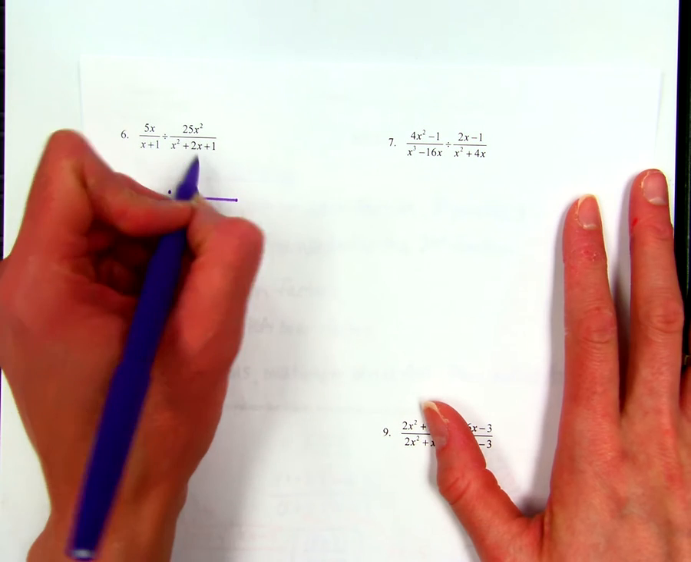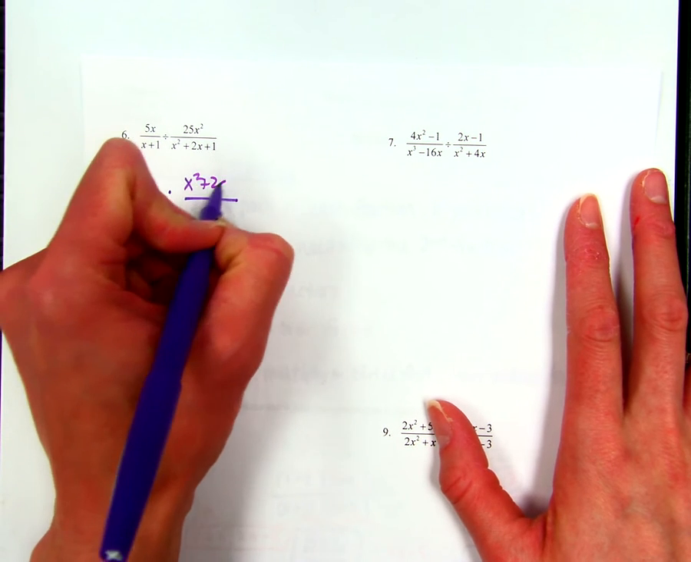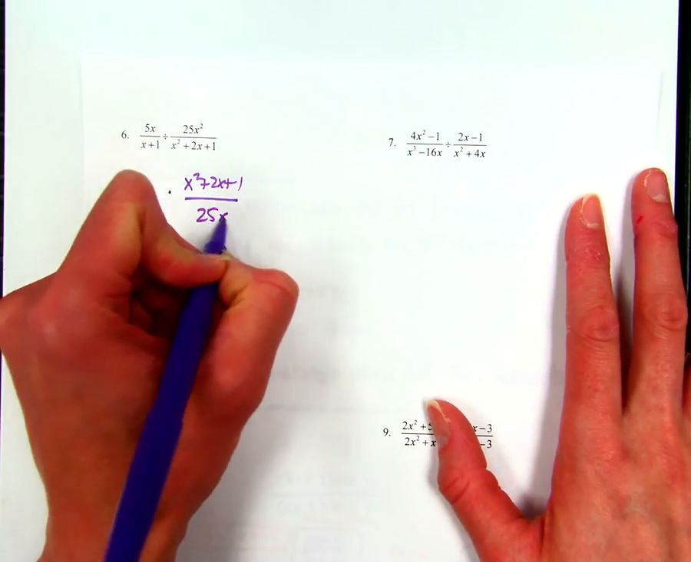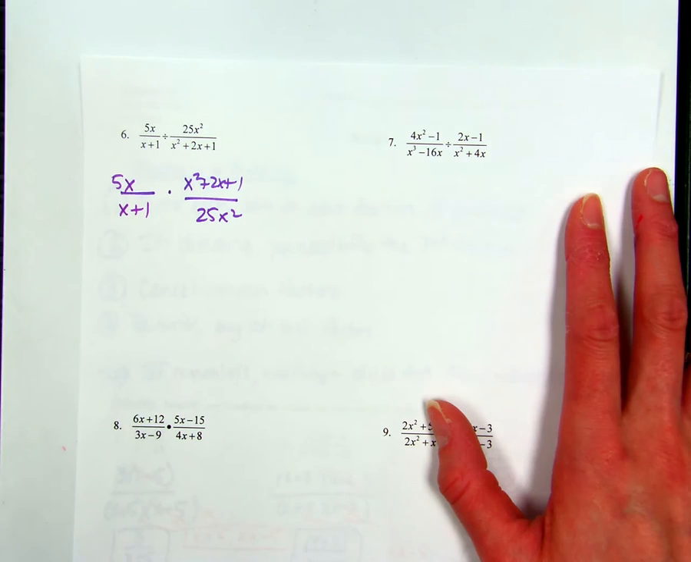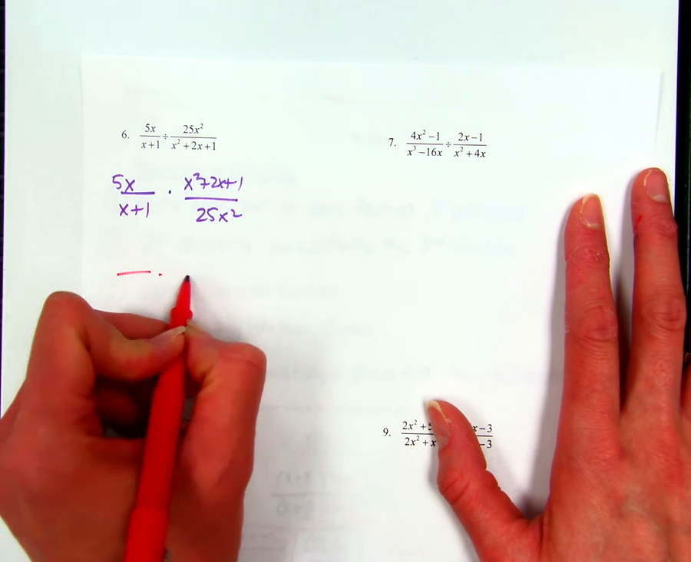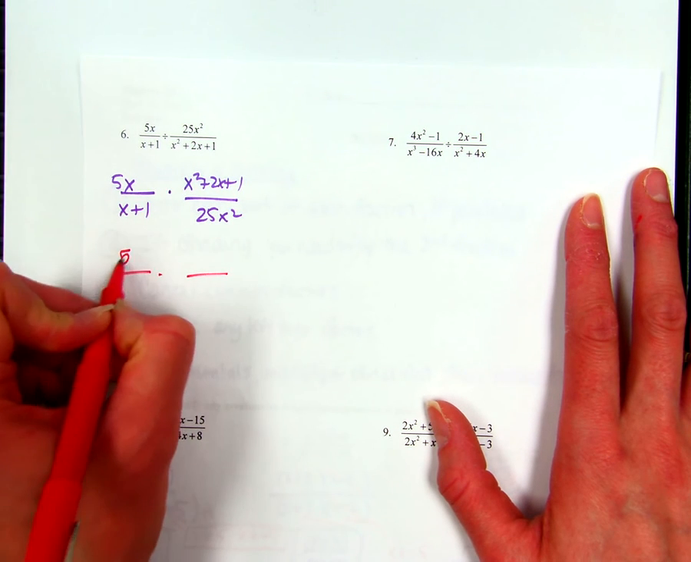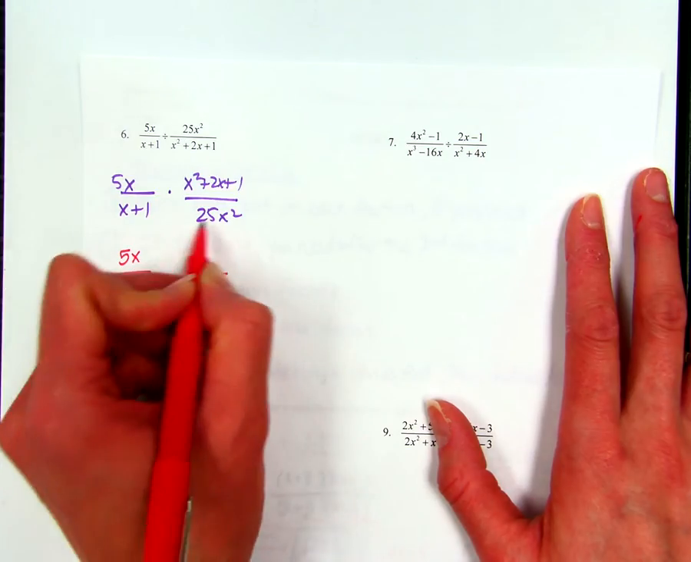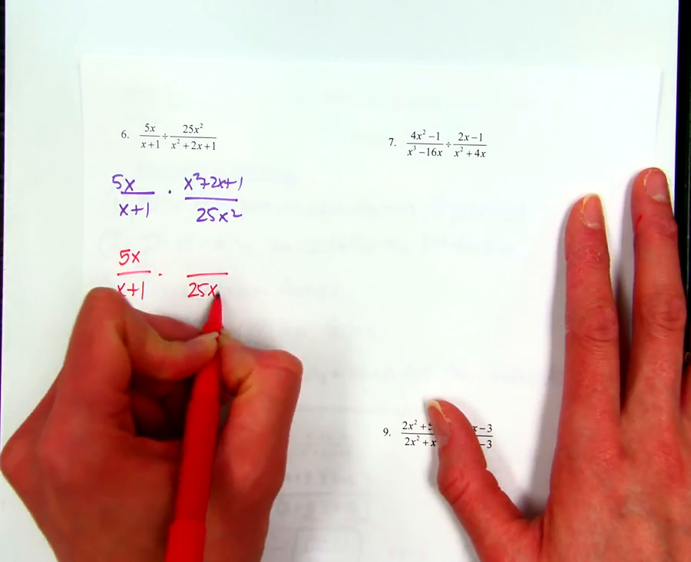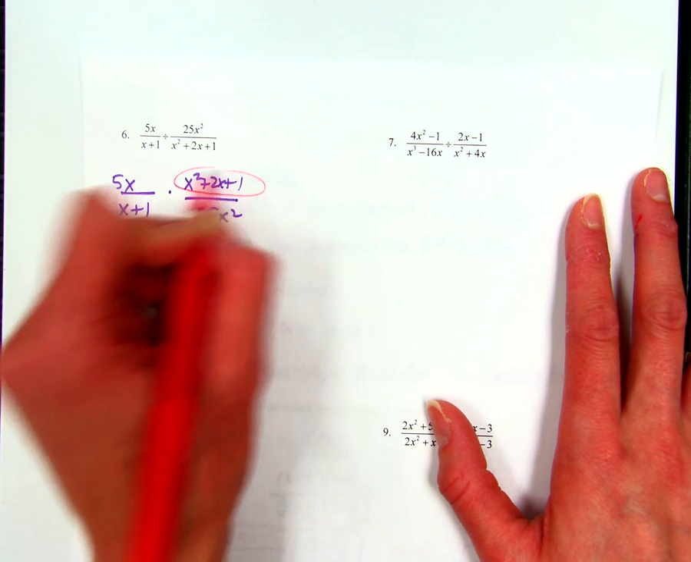So we're going to do x squared plus 2x plus 1 over 25x squared. This is still 5x and x plus 1. Now we're going to try to factor as much as we can. 5x doesn't factor. X plus 1, there's no coefficient in front, so that doesn't factor. That's a monomial, so that doesn't factor. But this one does factor.